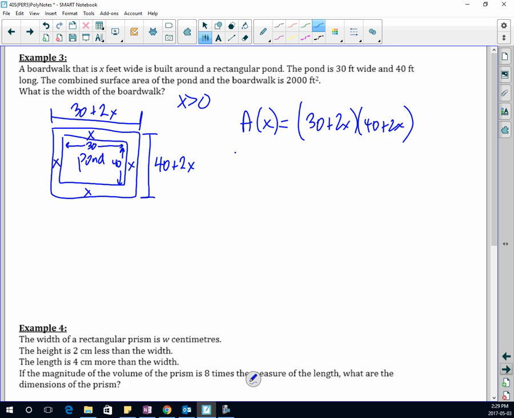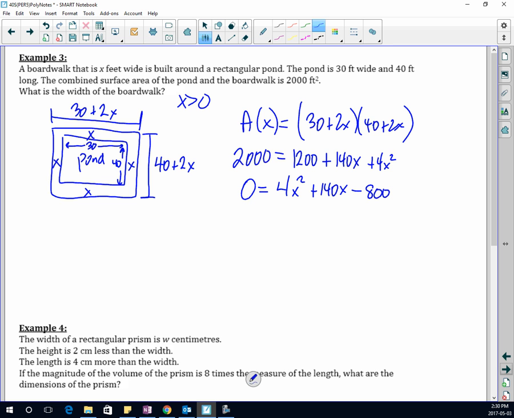Okay, so second point is subbing in the 2,000 equals. So let's FOIL this. 30 times 40 is 12 with 2 zeros, yes? Outer I get 60x, inner I get 80x. So how many x's do I have? 140x. And then last I get 4x squared. So I'm going to move the 2,000 over, and I get 4x squared plus 140x. And then if I move the 2,000 over, I get minus 800, sorry.